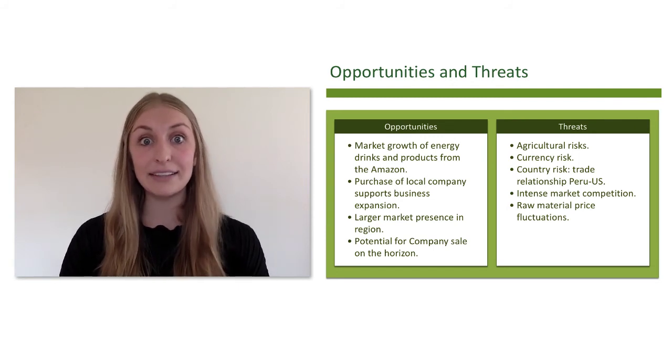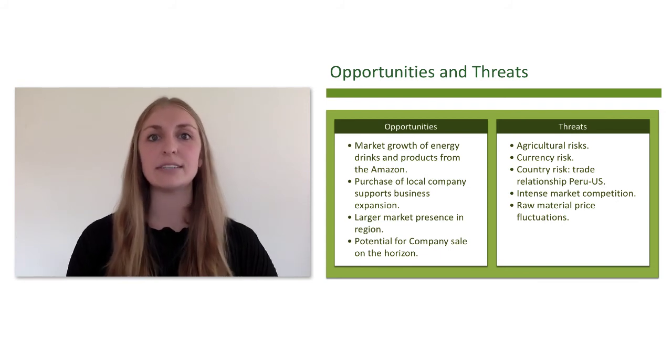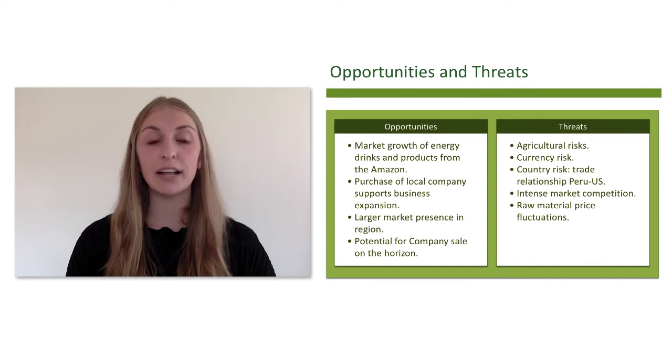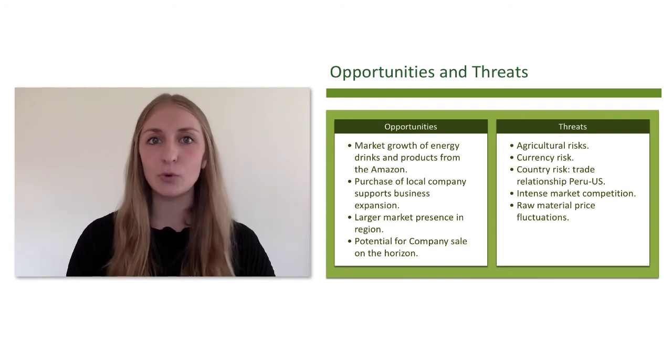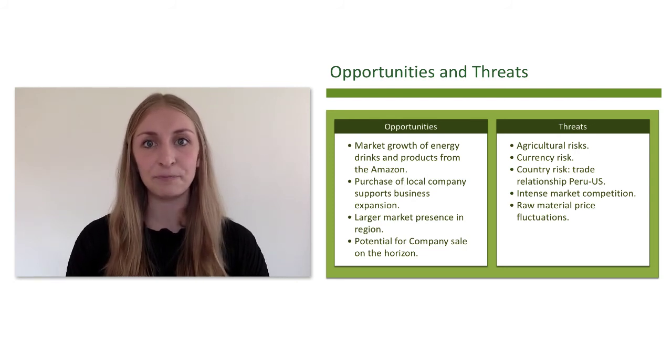Looking finally at threats to the business. So the first one we have there is agricultural risk. This is something to consider, especially with food-related businesses and supply chains. So you may face weather-related challenges or diseases. So how is the company mitigating those risks? Maybe you or your suppliers have crop insurance or systems in place to reduce the risk of disease. Those are things to consider.